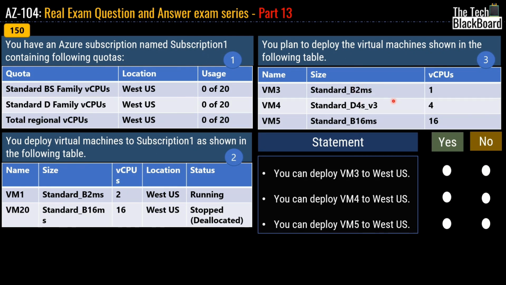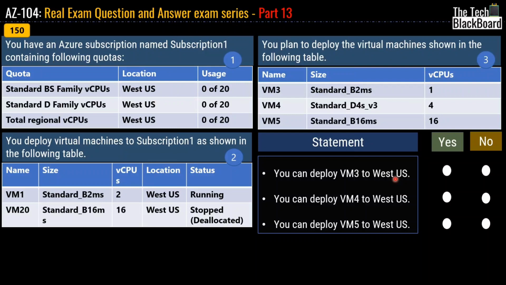And then after that we have some yes and no kind of statements. So the first statement says that you have to deploy virtual machine to the West US. Now what you need to tell is, looking at the virtual machine, its size and the vCPUs, whether this virtual machine can be deployed in the West US location or not. So this is basically the idea of the question.